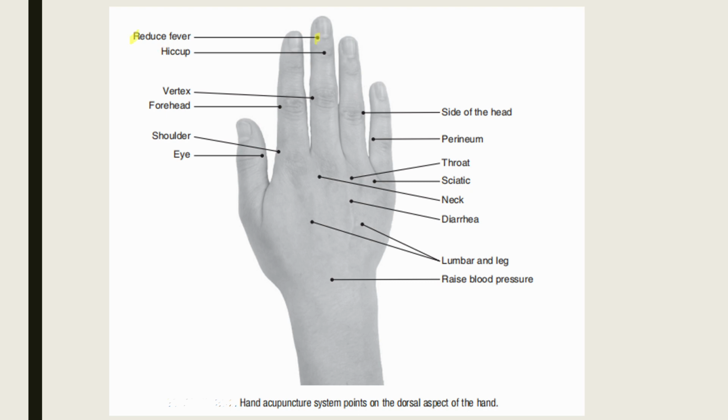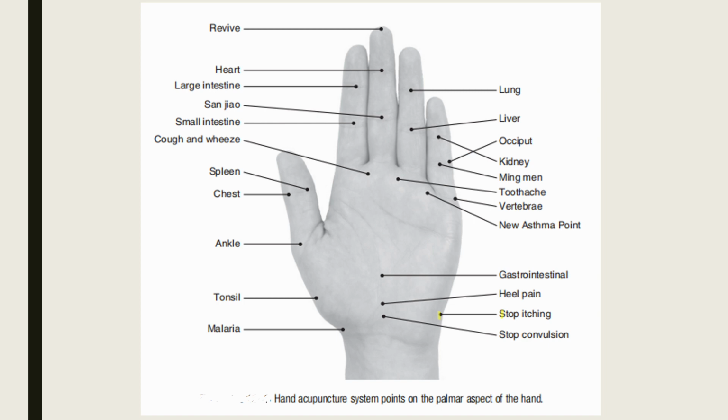The reduced fever point is located on the radial side of the middle finger, 0.1 sun posterior to the corner of the nail. Indications: reduce fever and stop diarrhea. The diarrhea point is located 1 centimeter proximal to the midpoint of the line between the third and fourth metacarpophalangeal joints. Indication: diarrhea.